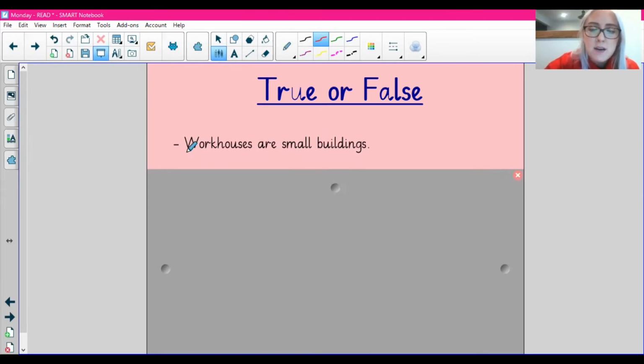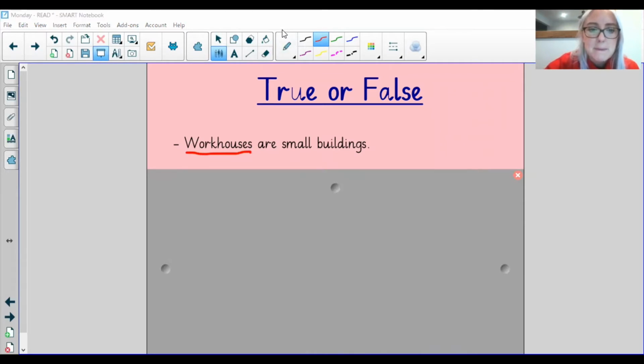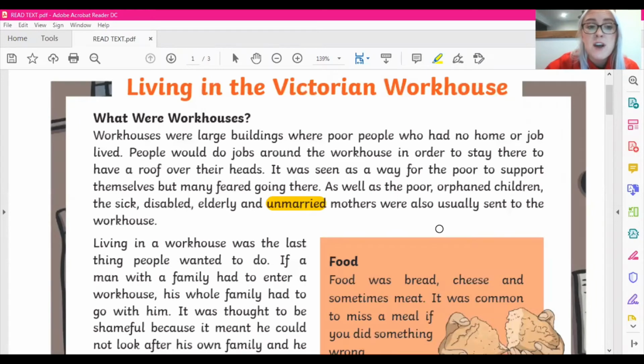I would say the word workhouses would be the best one to skim and scan for. So let's take a look back at the text. And we're skimming and scanning. Let's start from the top for the word workhouse and then see if we can spot our answer around our keyword. So I found our keyword workhouse here. Now I'm going to read around the keyword. Workhouses were large buildings where poor people who had no home or job lived.